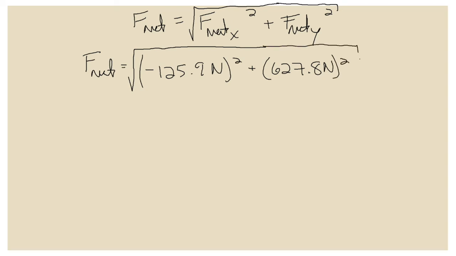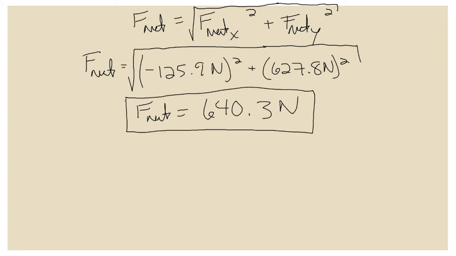We put that all under the radical, and when you do that math, make sure you square and square root, and put parentheses around the negative number, because when you square it, it should come out positive. We get 640.3 newtons. And that's our F net, 640.3 newtons. But of course, we have not solved for the whole F net yet, because a force is a vector, which has a magnitude and a direction. To finish this one off, we want to find the angle here.